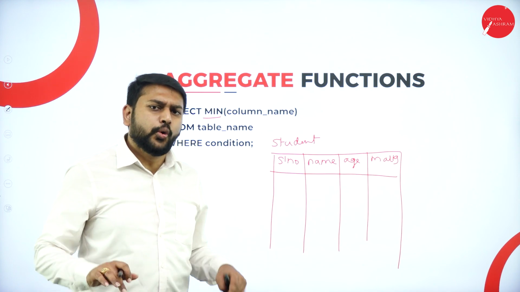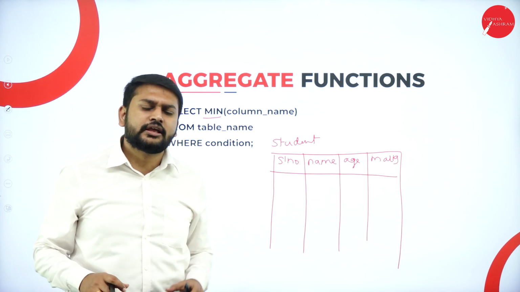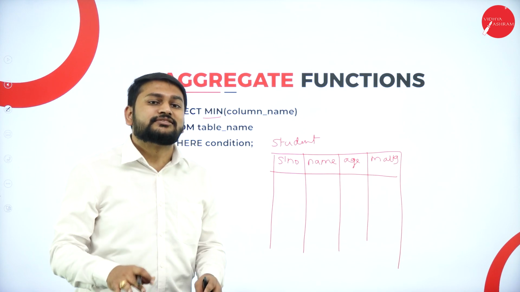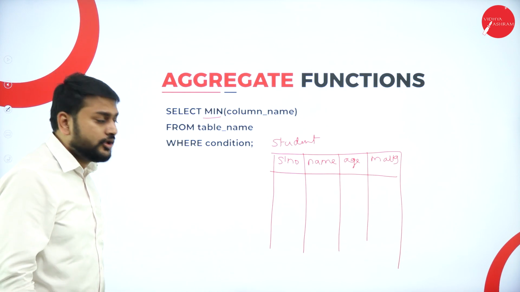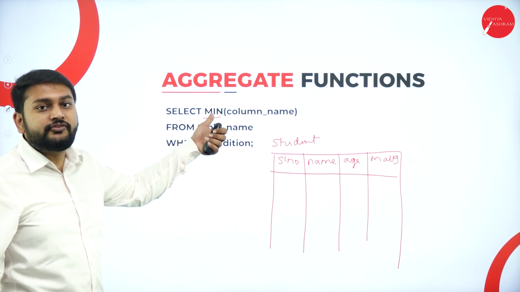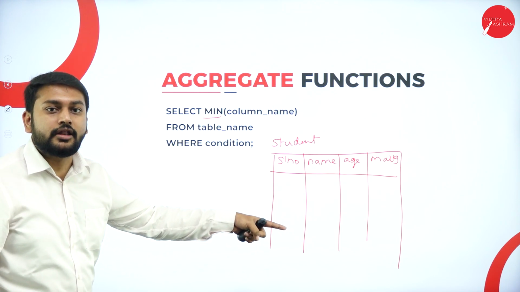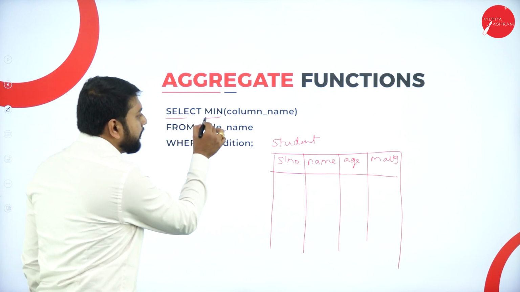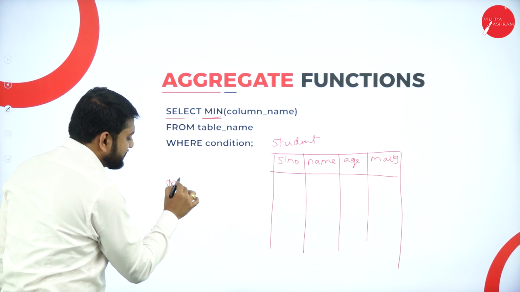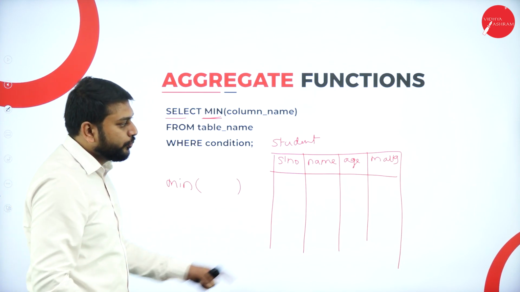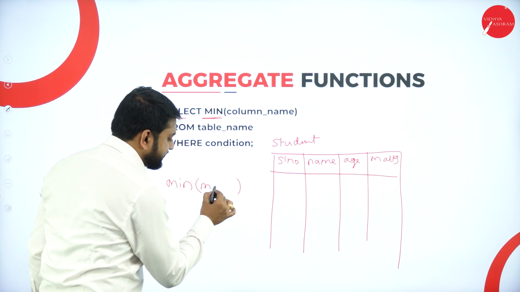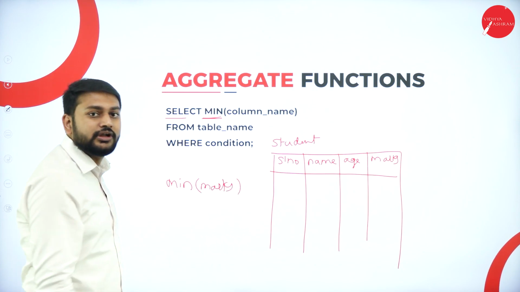I need to check whose marks are very low, who has scored less marks. How do I find that? With the help of the min function, I will be able to check that. How do I do that? So SELECT MIN is a function. So MIN, I will write marks. You have to enter the name of the column.